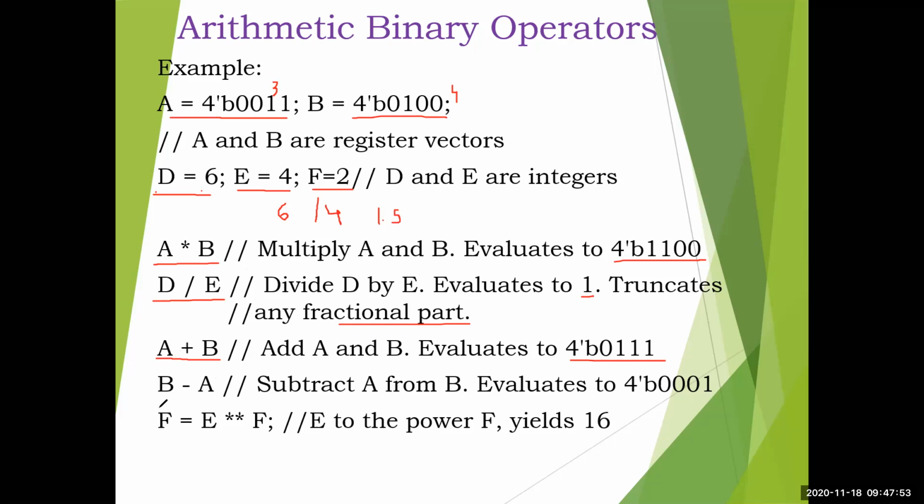Then b minus a: b is the larger number 4, a is the smaller number 3, so b minus a will give you 4 minus 3, which is 1. So 1 in binary is 0001 in 4 bits.